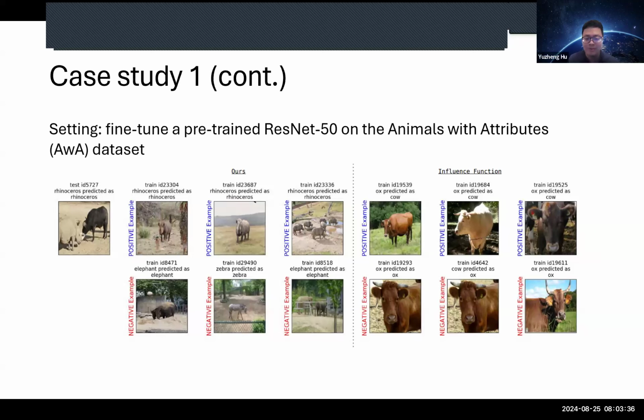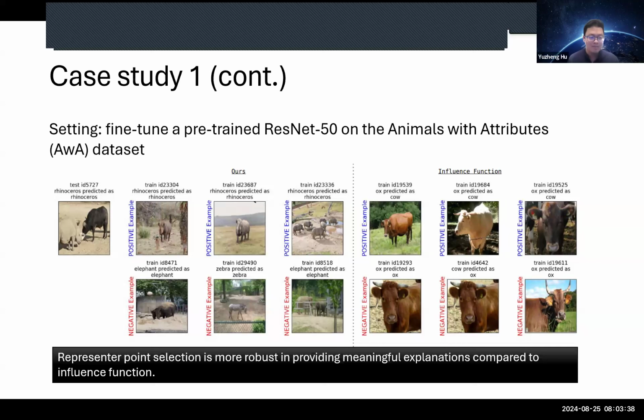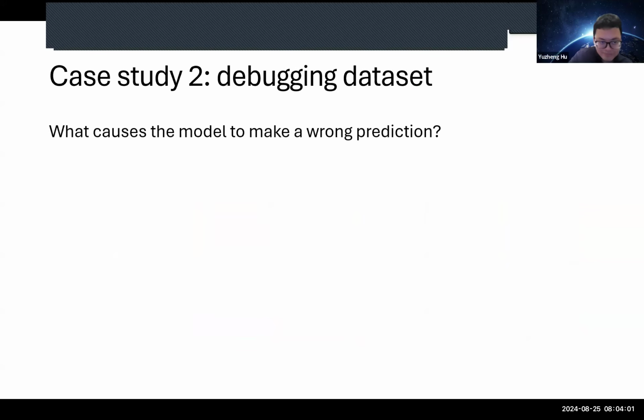but I just don't think that they really explain why the model correctly makes a prediction for rhinos. So based on these examples, we can conclude that representer point selection is more robust in providing meaningful examples, particularly in explaining why certain examples might be useful and why certain examples might be harmful compared to influence function, at least on this particular dataset that the authors consider.